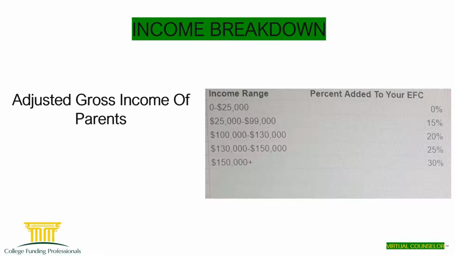So let's just do a quick example here. Let's just make it easy. If you have $100,000 as your adjusted gross income as a family, as a parent, well then your starting point for your expected family contribution is going to be $20,000. All right, let's say you have $75,000 as your adjusted gross income as a family. Well then they're going to take 15%, and as a starting point to start coming up with your expected family contribution number as a family, you're going to start with $11,250. Again, the minimum amount that they expect you to pay for college.